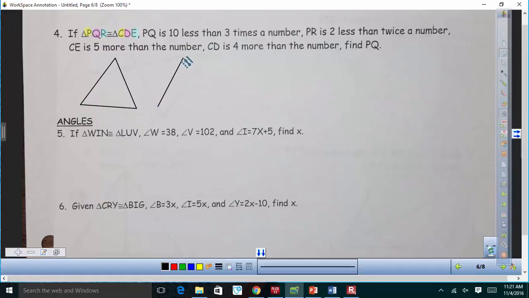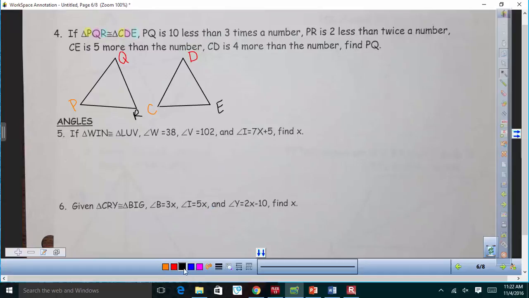So I'm going to draw my two triangles. And I want to make sure I label them the same. So wherever P is in this triangle, I'm going to put C in this triangle. Wherever Q is in this triangle, I'm going to put D in this triangle. And wherever R is in this triangle, I'm going to put E in this triangle.